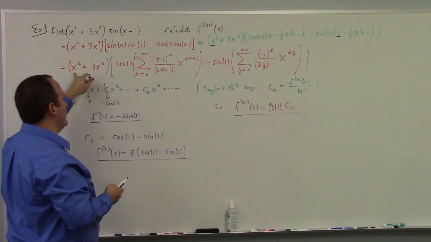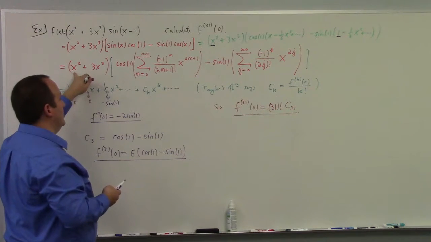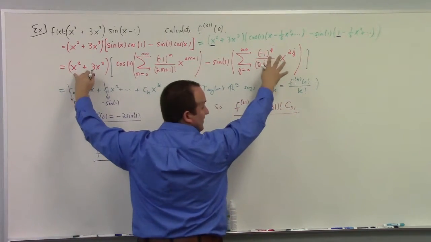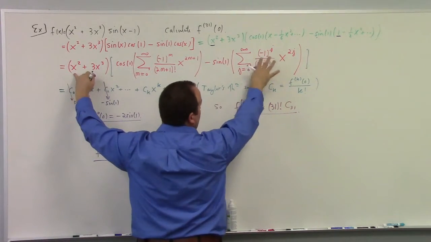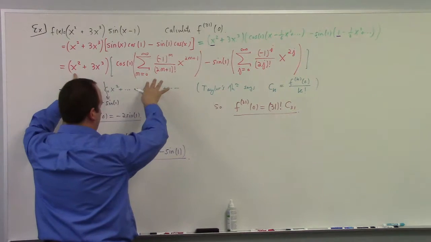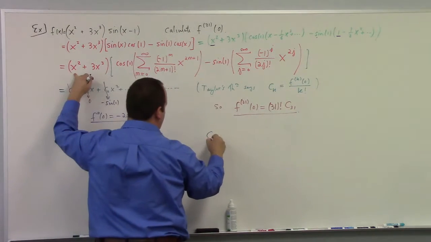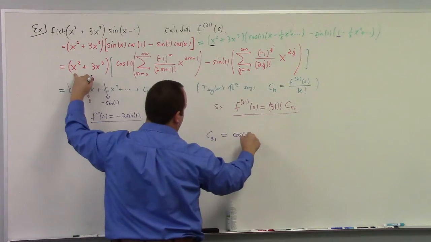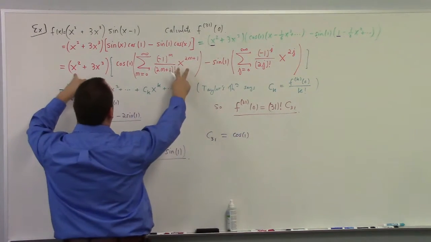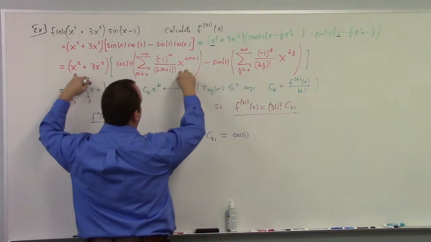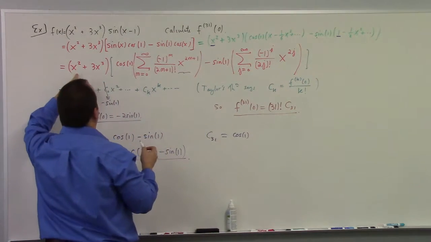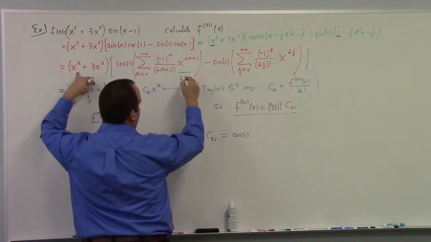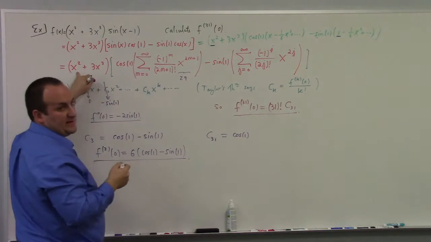How about x squared times what? Well, x squared times this piece is no good because that's an even power, right? I'm looking for a 31st power, so it's not this. It's just coming from this. So C31 is equal to the cosine of 1. And what do I need here? If this is squared, I'm trying to get 31, I need this to be 29, right? I need the exponent there to be 29.